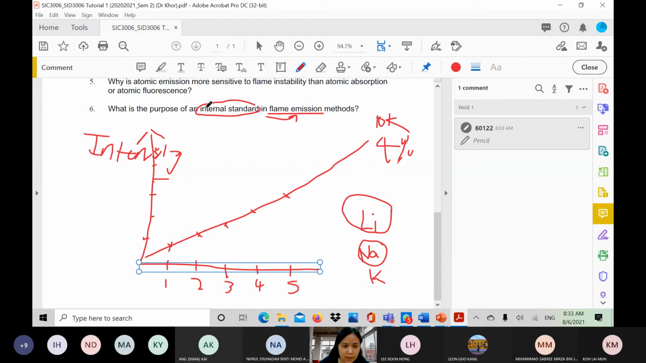So how to solve this? The answer is to use an internal standard. So now we have to explain why using an internal standard will help us to get a more reliable calibration plot.